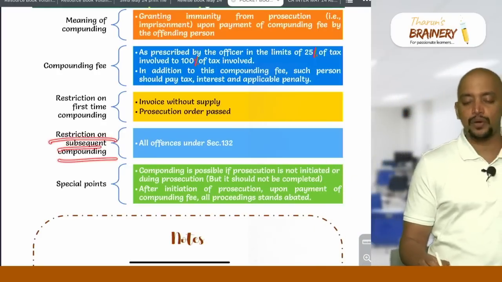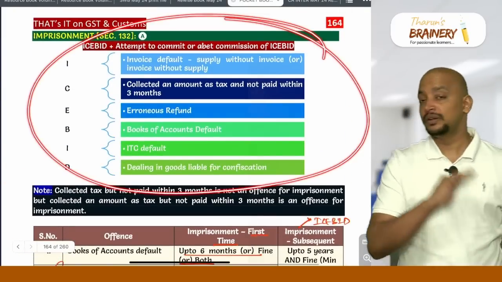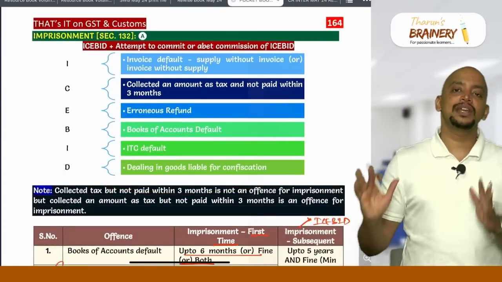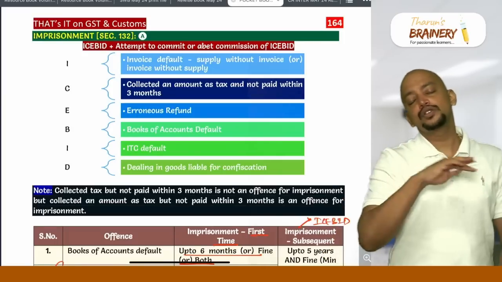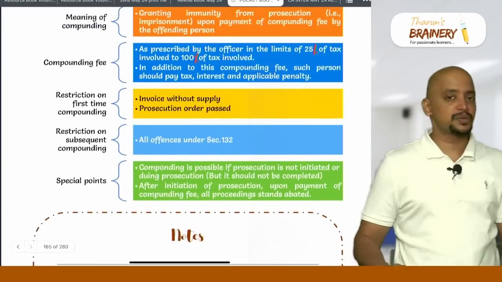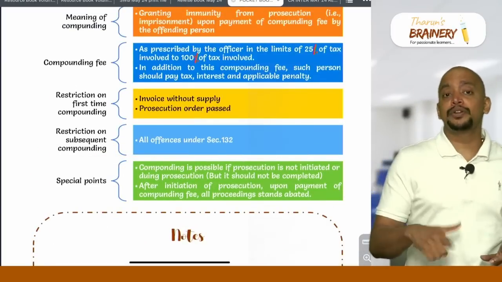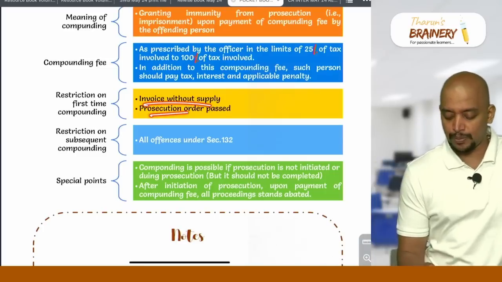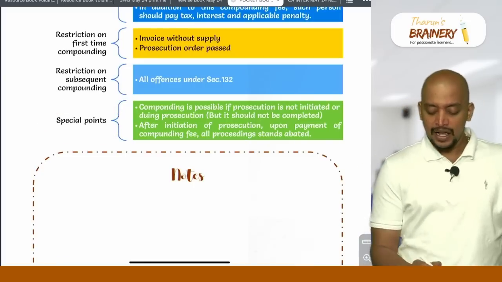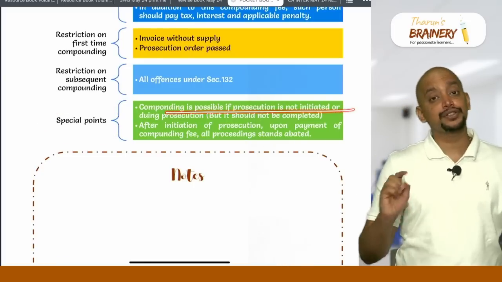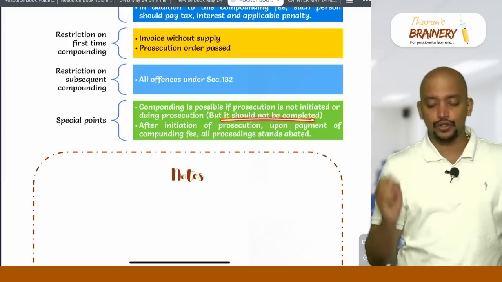And there is a restriction on subsequent compounding. For all these offences, subsequent compounding is not possible, which means that compounding can be given to a person only one time during his lifetime. So, only once during his lifetime he will get the compounding of offences. Subsequent compounding is not at all possible in respect of any offence. First time compounding itself is not possible with respect to invoice without supply or once the prosecution order is passed. Some special points in this regard: compounding is possible if prosecution is not initiated, or during the prosecution also, but the prosecution order should not be completed.